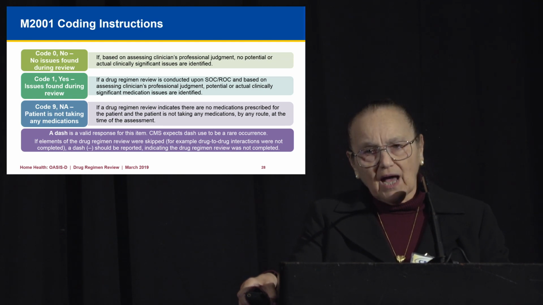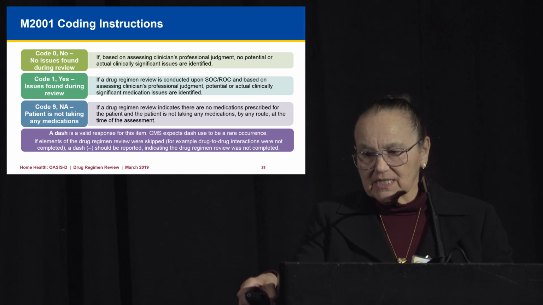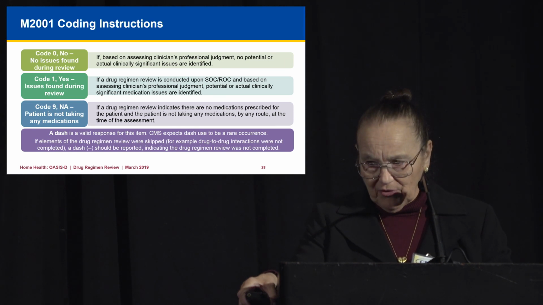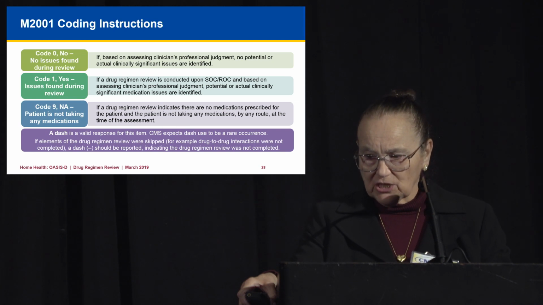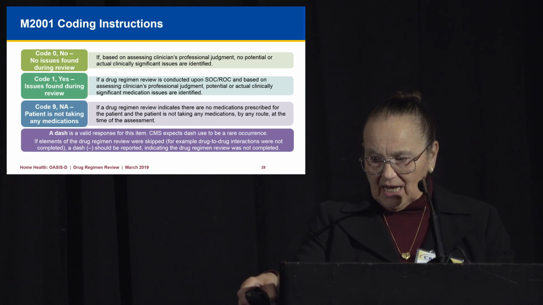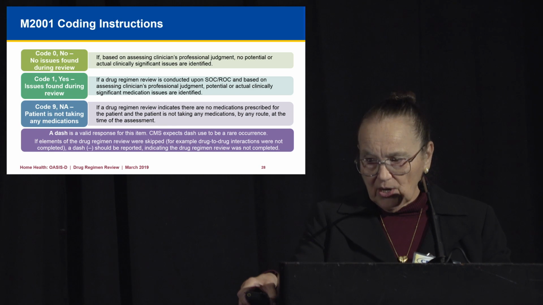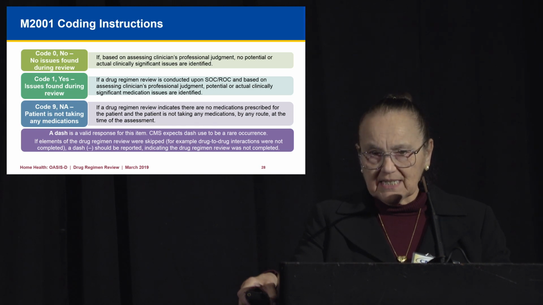You will code it 9, not applicable. The patient is not taking any medications, if, in fact, a drug regimen review indicated there were no medications prescribed and the patient is not taking any medications by any route at the time of the assessment.